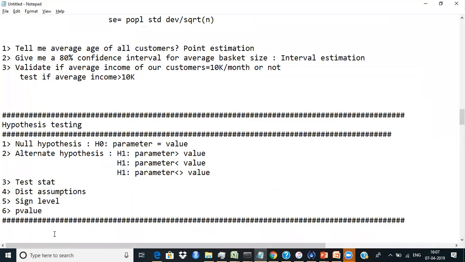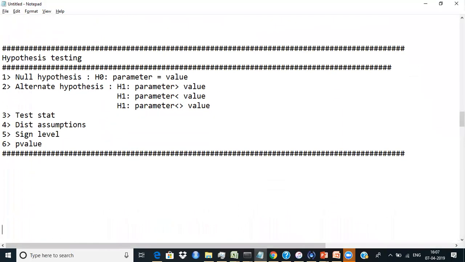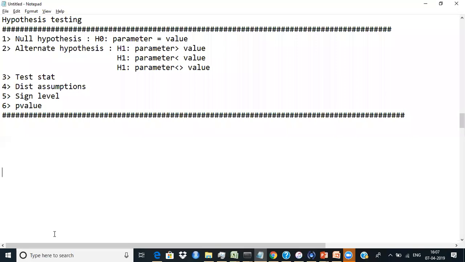what is my null hypothesis? There are 6 components to hypothesis testing. Always remember this, right? The first component is the null hypothesis. Null hypothesis is about the mean price, obviously. So let's say the average price is equal to 92 cents per liter.